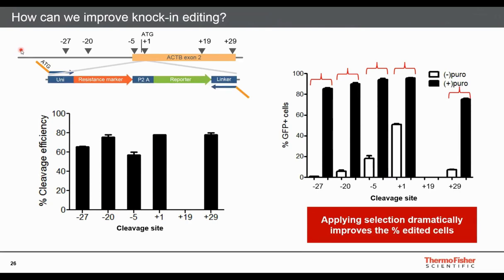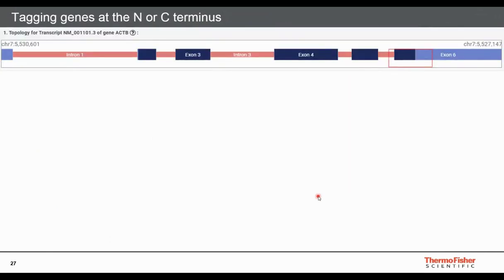But what I also showed you was that if you apply puromycin selection to the cells that are edited with this donor that has a resistance marker in here, we're able to pull all of these populations up to 80% GFP positive cells. And applying this selective pressure dramatically improves the percent edited cells, as we're selectively excluding cells that did not have successful knock-in here. So even cells that had a poor knock-in rate, had 1% knock-in, like our -27 guide RNA, we're able to pull that population up to be greater than 80% GFP positive cells by applying this selection.